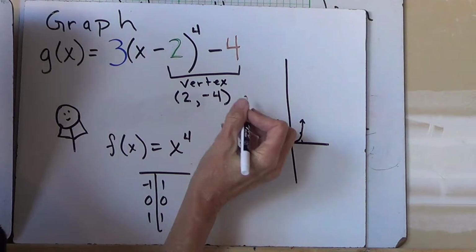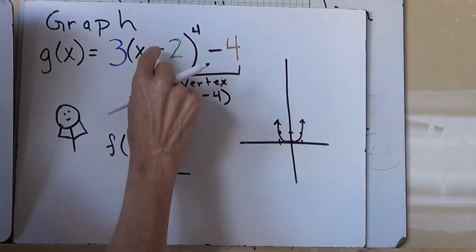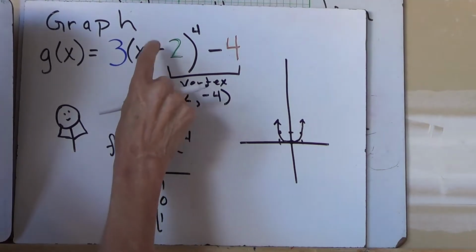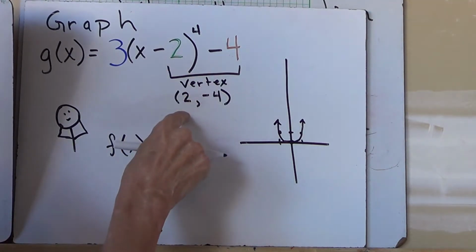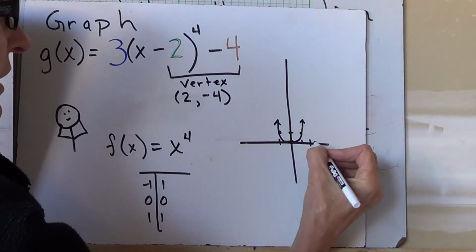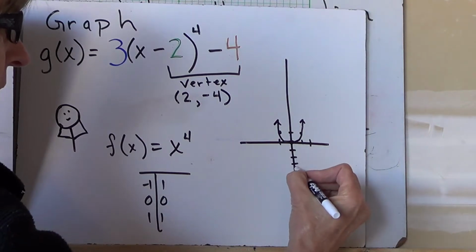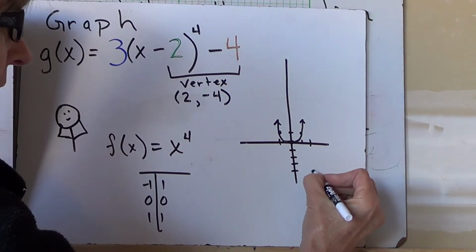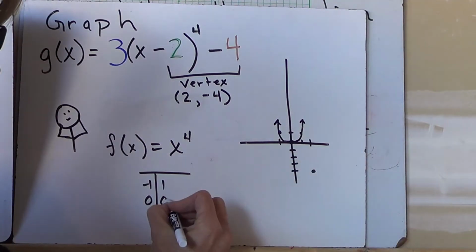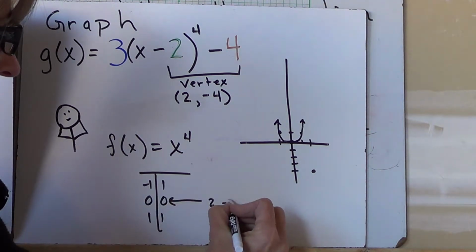Now I have some students all the time that will try to switch both of these or switch this one. Don't do that. Remember, the negative is in the formula here. That's why that's a positive 2. So this tells us to go 2 to the right and down 4. And that point is this point. That 0, 0 has just become 2, negative 4.